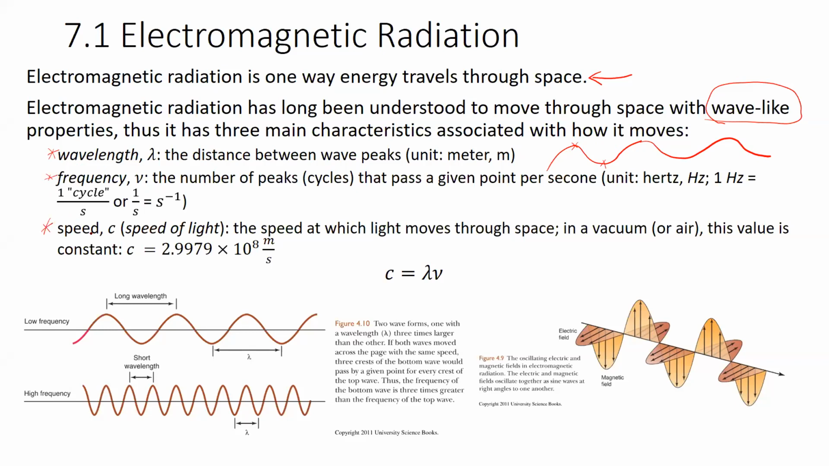Now, the wavelength is just, as you can see here, the distance between wave peaks or between wave troughs. It should be the same distance, right? You can see that those distances should be the same, or they are the same.